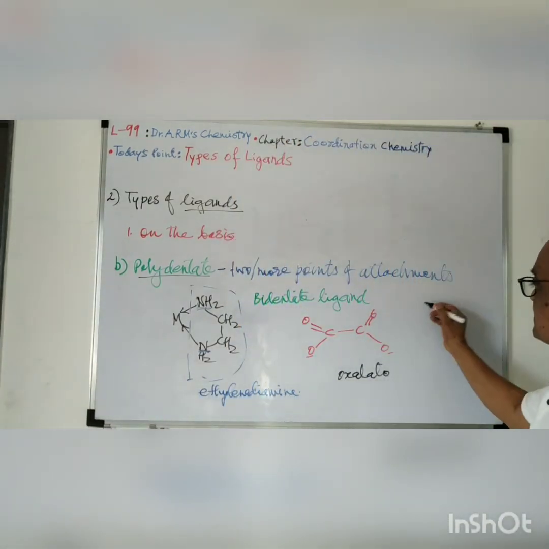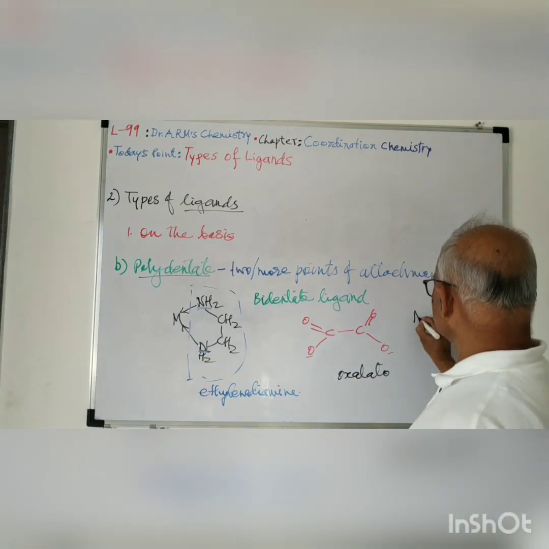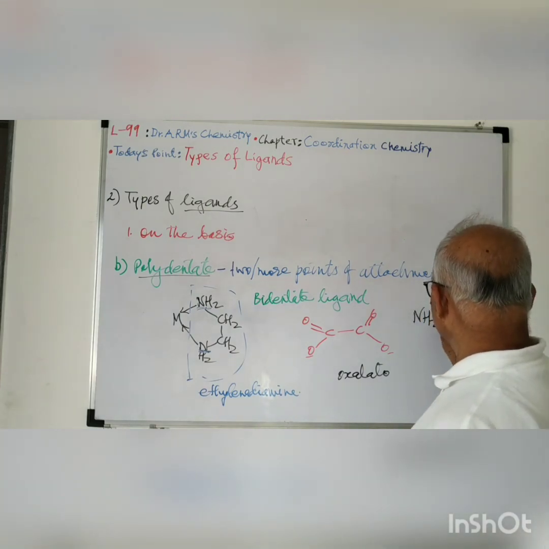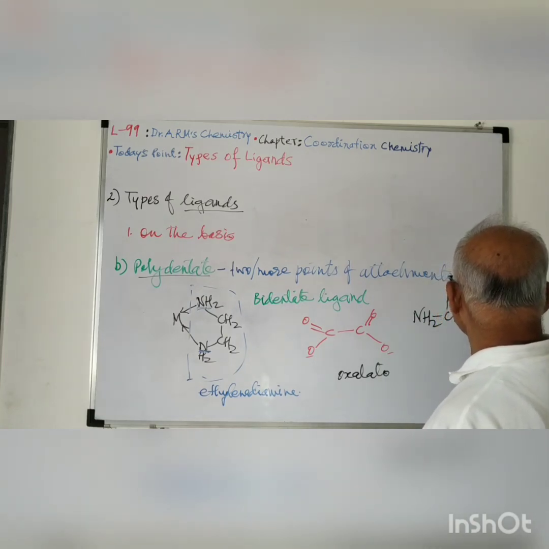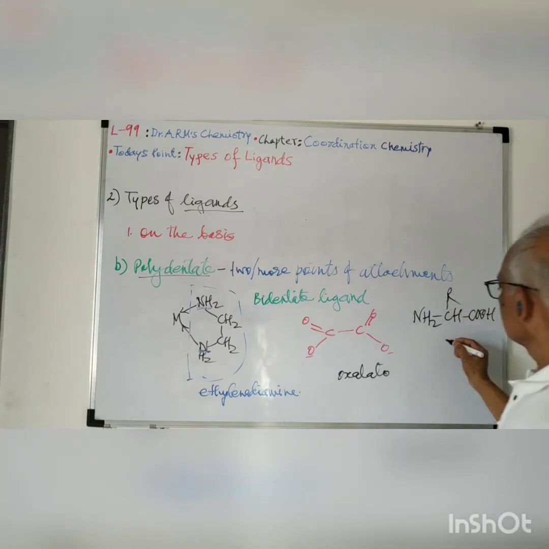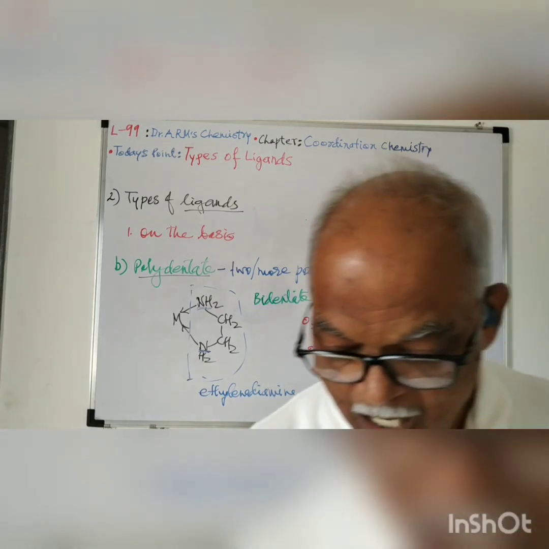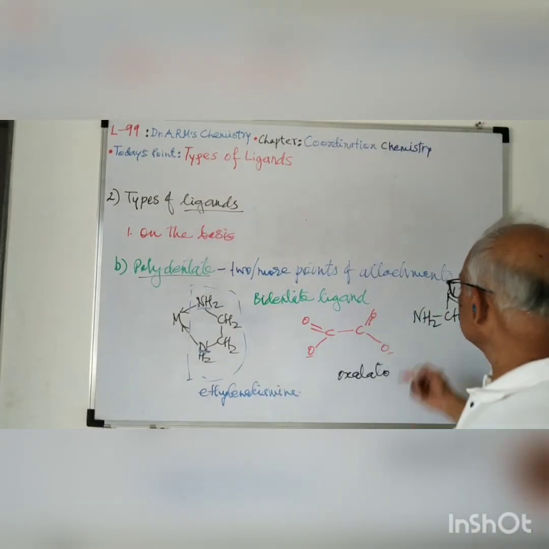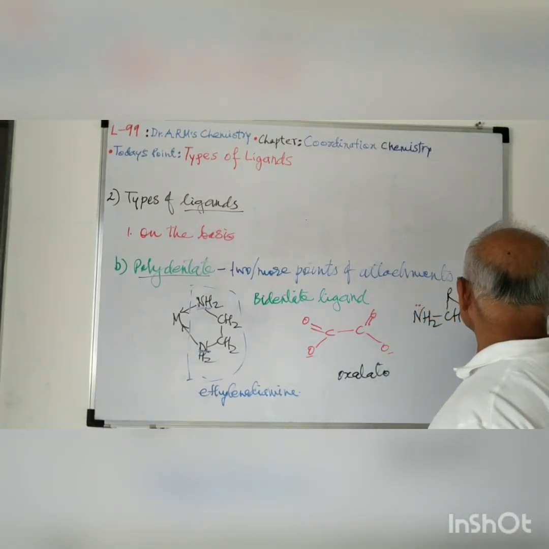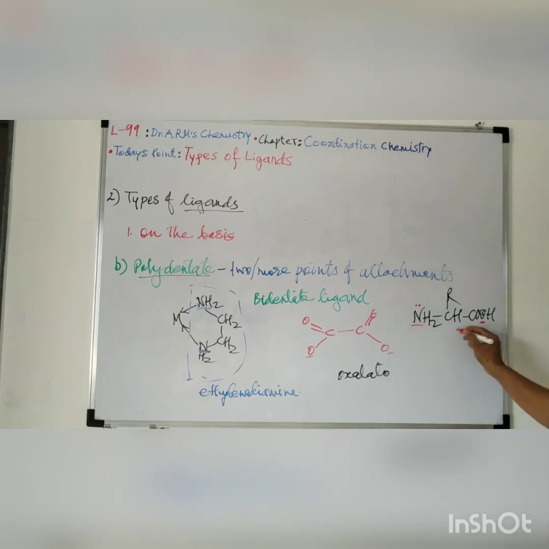In other words, we can take molecules such as NH2, CHR and COOH. This is an amino acid. Here you can have the donor atoms like this, nitrogen and this oxygen. R is an alkyl or aryl group, or it can be H. So it can be H, an alkyl group or an aryl group.